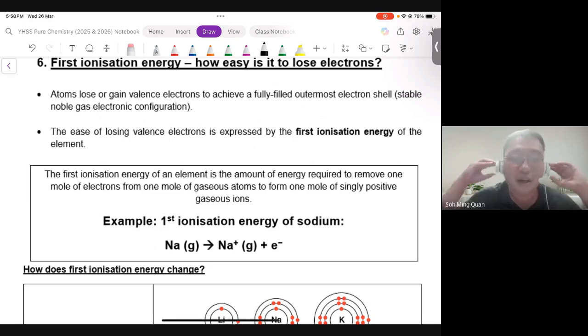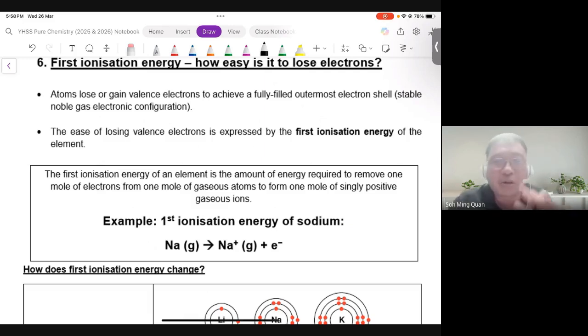Now, I think the idea is you have finished atoms, you know atoms, how to write the electronic configuration, but that's not very interesting. We want to make good predictions about what atoms will do. In particular, you have learned in Sec 3 atoms either lose or gain valence electrons, and the purpose is to achieve a fully filled outermost electron shell. That will never change. Even when you go to university, that doesn't change. All right. But now let's put some comparisons in.